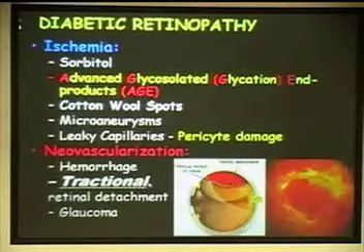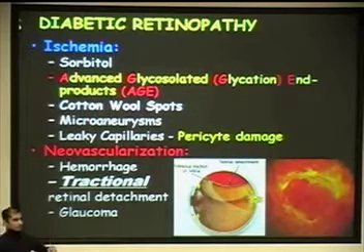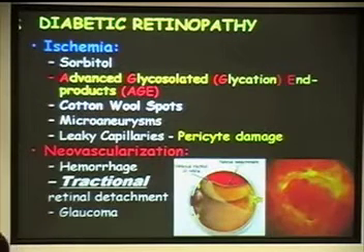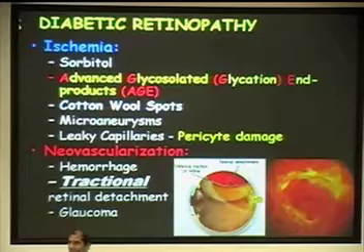Microaneurysms. Okay, diabetic retinopathy. I'll show you a picture of sorbitol, and more importantly, advanced glycation end products. And I'll take you through the ocular manifestations, because you guys should already know about age. And it's tractional, and I'll tell you why. You have three types of retinal detachments, and this type of detachment is tractional, and I'll tell you why in a second.